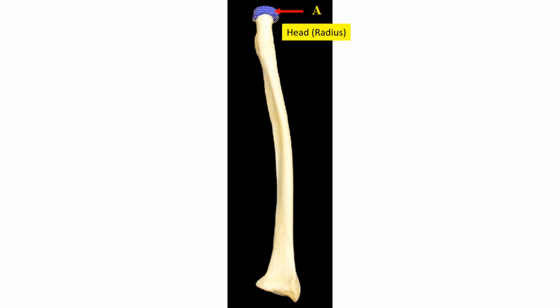Which bone is this? This is the radius, the lateral bone of the forearm, and this long bone has a smaller upper end and a larger lower end. The upper end has three features. The blue marked area is called the head of the radius. Now there is a constriction inferior to the head, therefore it is called the neck of the radius.